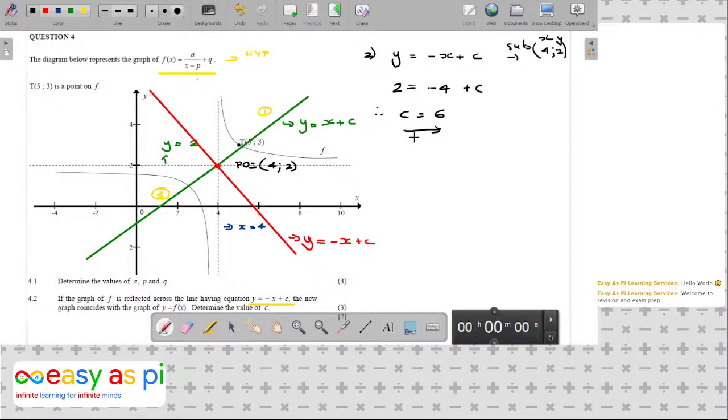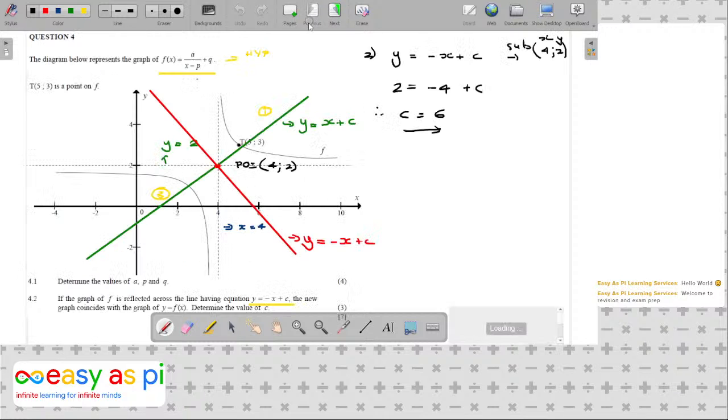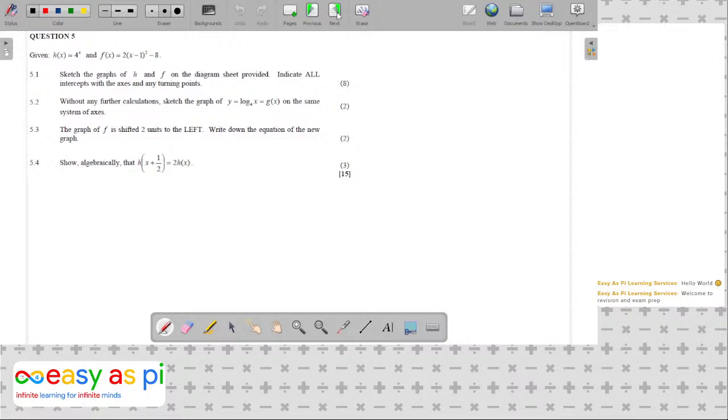Right, so they just asked us to determine the value of c, and you can see that c is 6. Okay, and you'll notice that there's two ways you could have done it. You could have done it like this, or you could have just done a translation. For me, just knowing this law about the axis of symmetry is probably the best way to do it, and this is how you would do question number 4. And we are done. Okay, so now we are moving on to the next question.